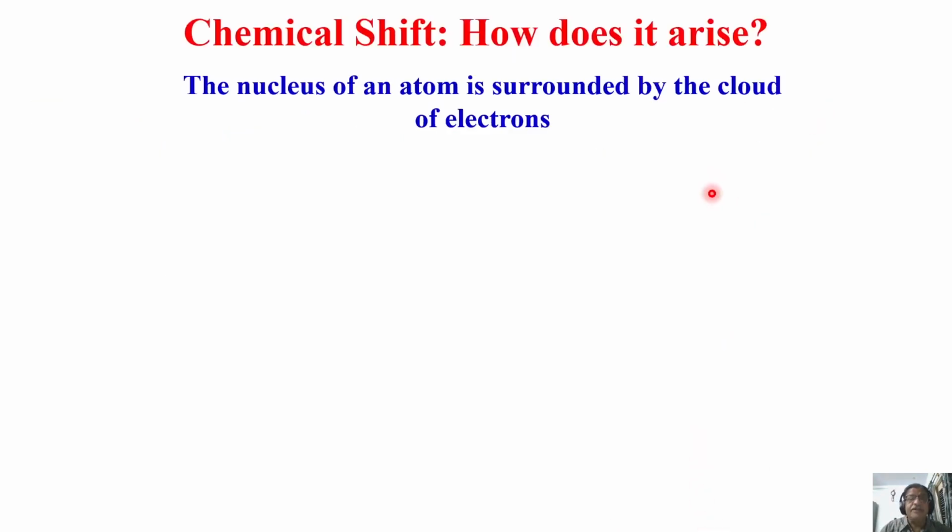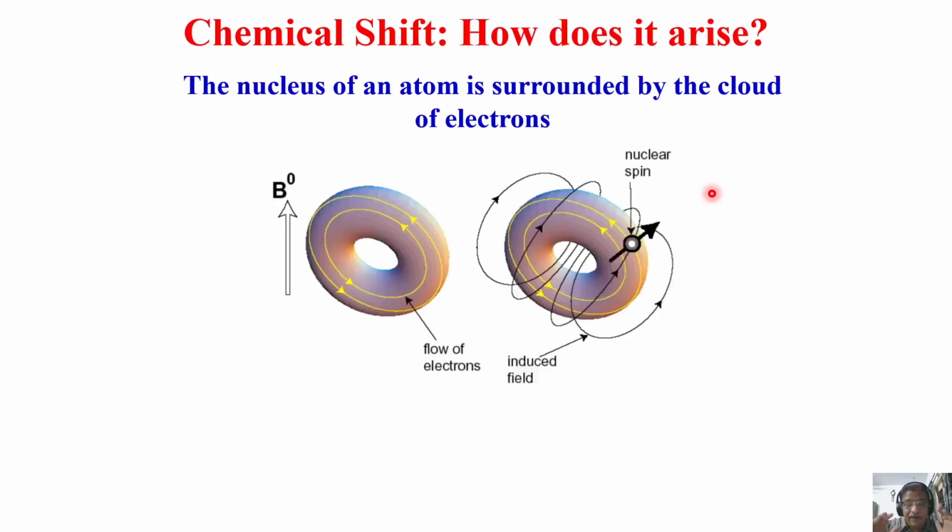I will not discuss this. Now we will worry about chemical shift. How does it arise and what is going to happen? We will discuss this in the next class.